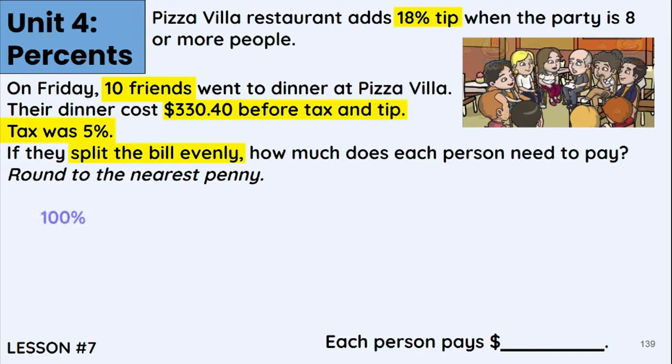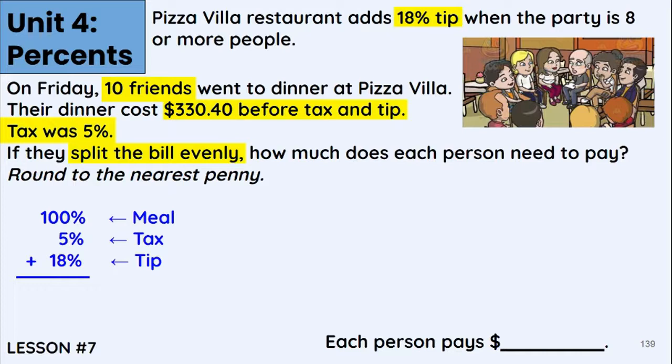So start with 100% for the meals. Then you're charged 5% tax on that amount. And you're also charged 18% tip on that amount, because you don't tip on the price with tax, you just tip on the price of the meal. So that's why we can just add all three of these percents together. They don't build off of one another. So go ahead and do 100 plus 5 plus 18.